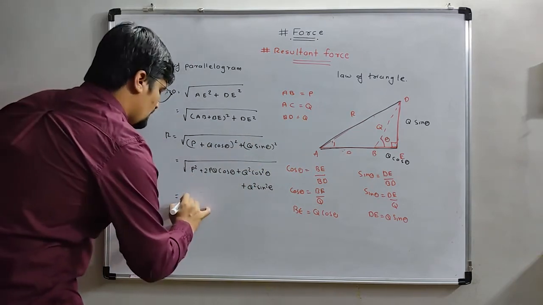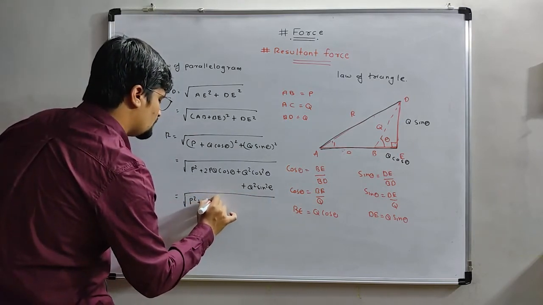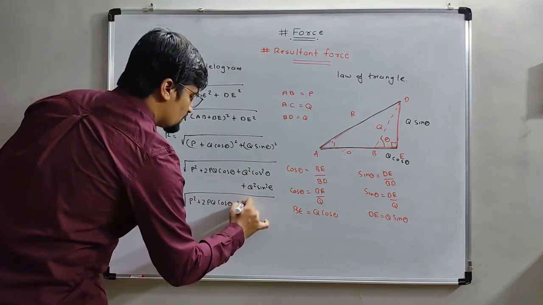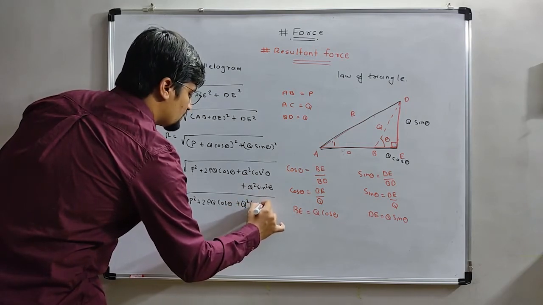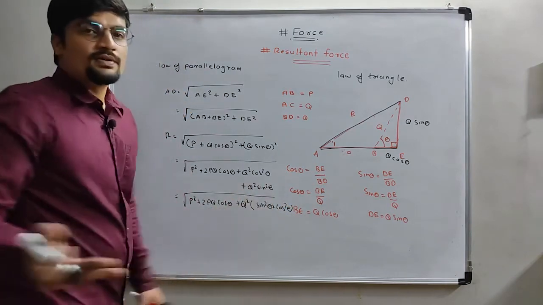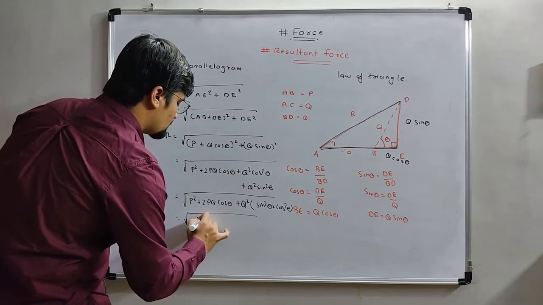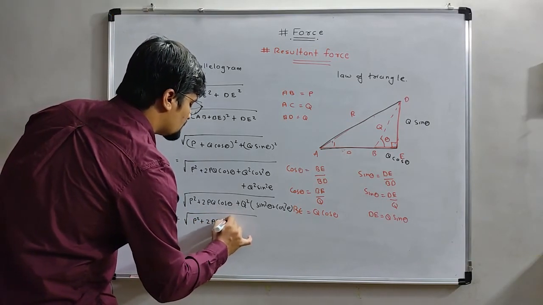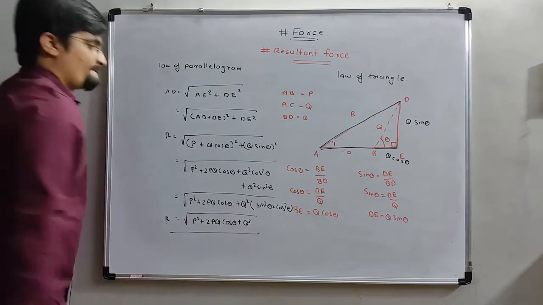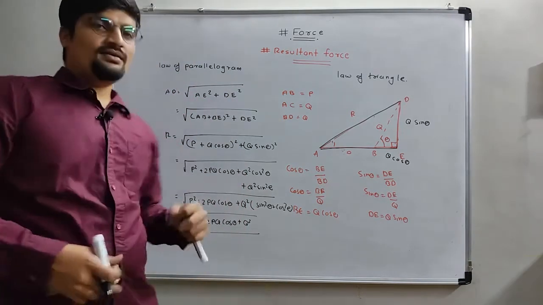Now you can write it: P square plus 2PQ cos theta. Let me take the Q square value common: Q square times sin square theta plus cos square theta. Now we all know that sin square theta plus cos square theta is equal to 1. That's why the equation will be P square plus 2PQ cos theta plus Q square, the equation of R. I hope you all understand how I find the equation of R.